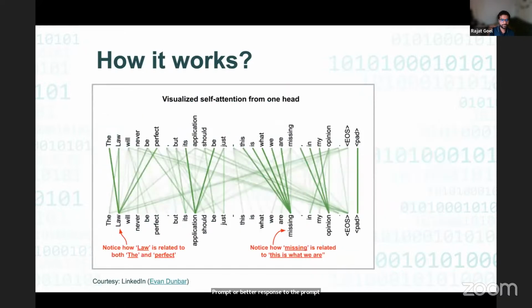This is the visual representation of what I have been saying. I have taken this from LinkedIn, from one of the authors, Ivan Dunbar. This is just a sentence where it visualizes how each word is weighed against each of the other words in the sentence. You can notice how "law" is related to "perfect" and "which is the law." And you can also notice how "missing" is related to "this is what we are." Right after "missing," there was a comma, and that's how the AI understands that we have a separate phrase within the sentence.